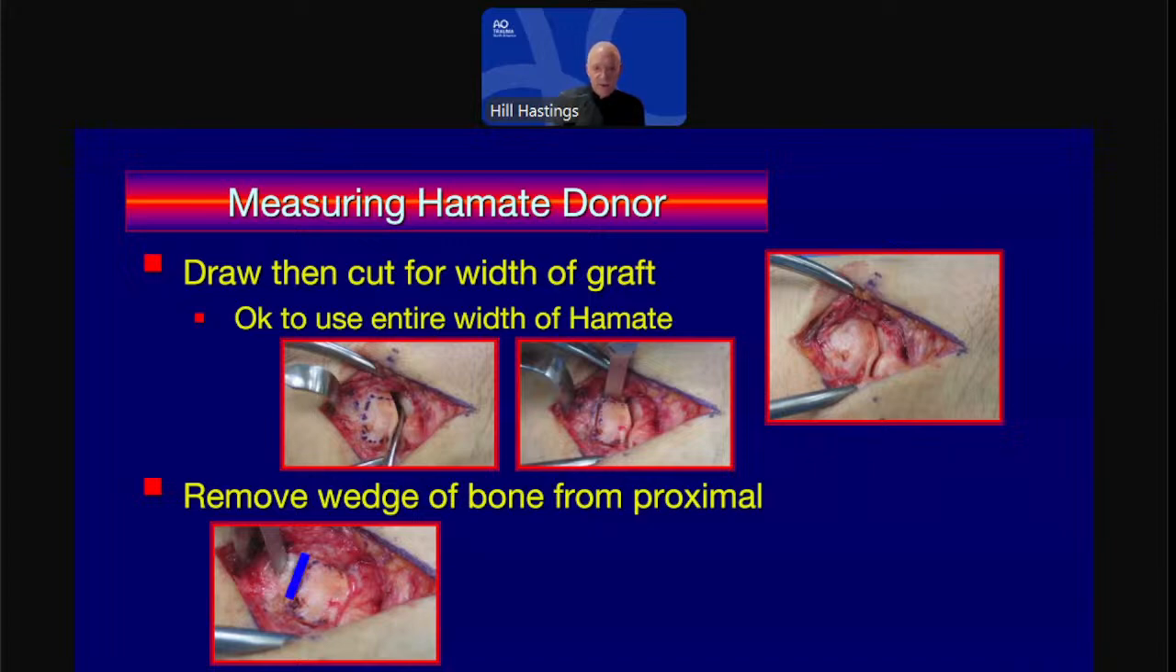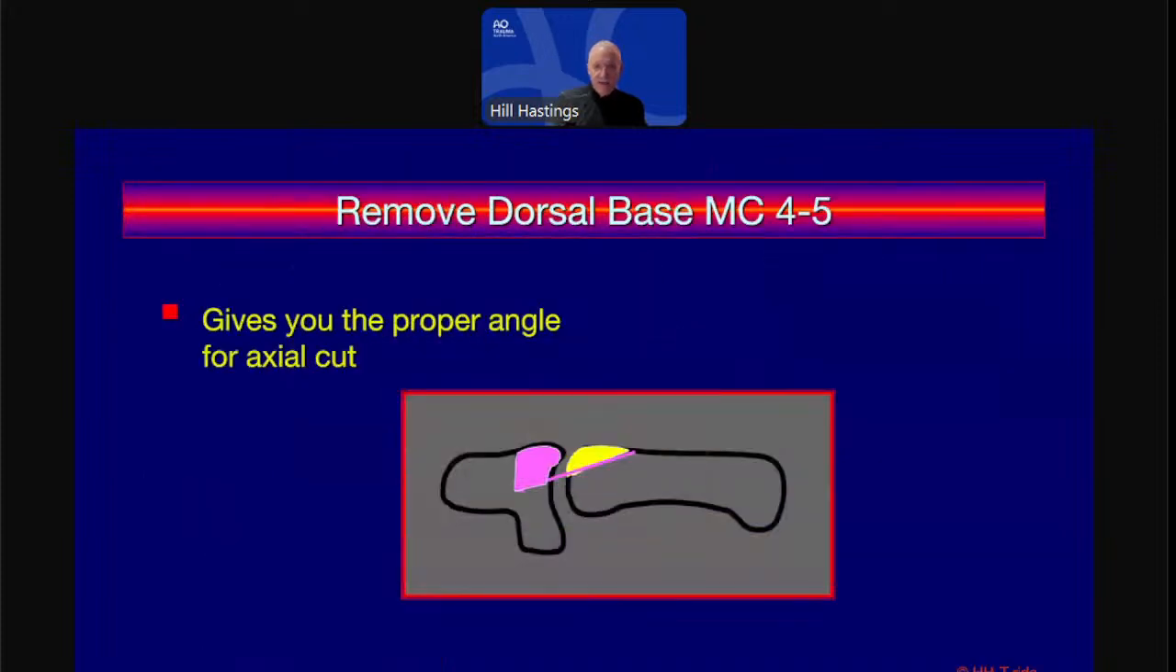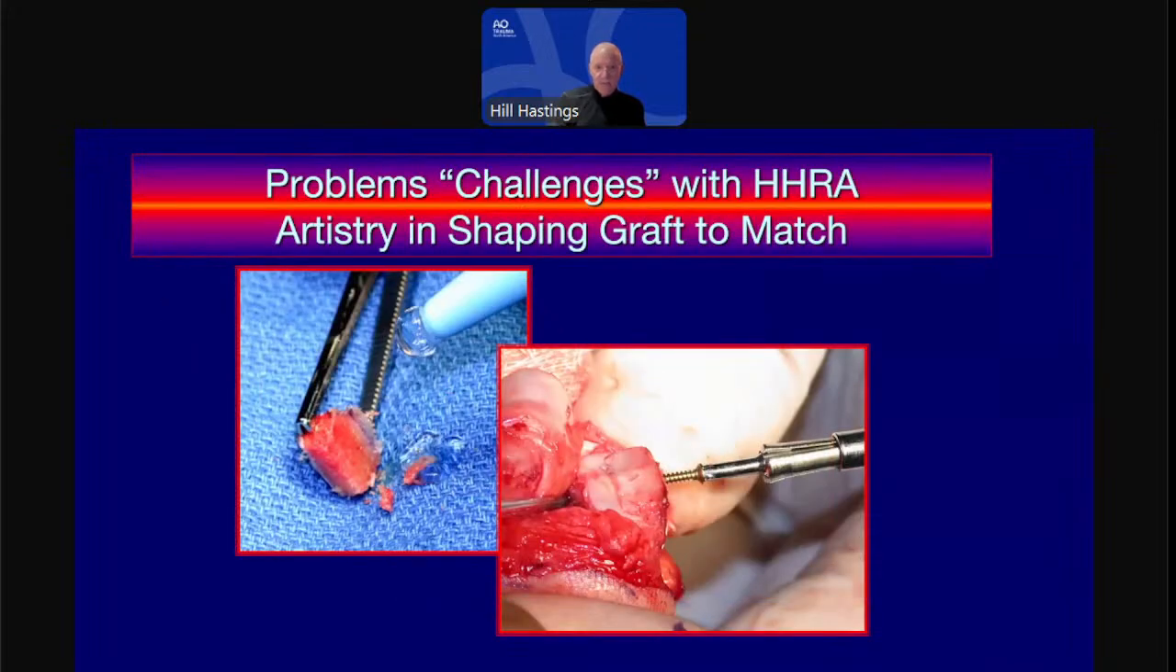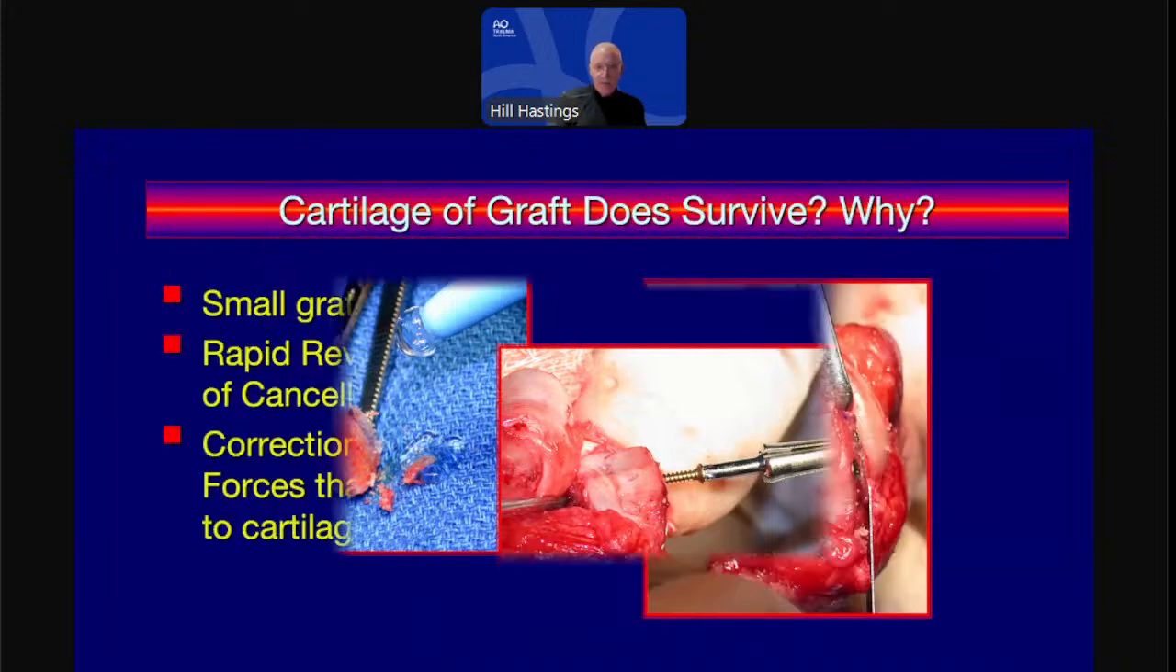I also take out a wedge of bone proximally, and that's based on, like a lot of what we do, one time something happening when the graft just extruded up to the ceiling. So this decompresses the forces when you cut. I'll show in a minute. So the angle cut is really important, and the way to do that is to remove the dorsal base of the fourth and fifth metacarpals, and that gives you good access to the joint. It's a fiddly operation, so it takes a little bit of work and effort to get it to fit properly.